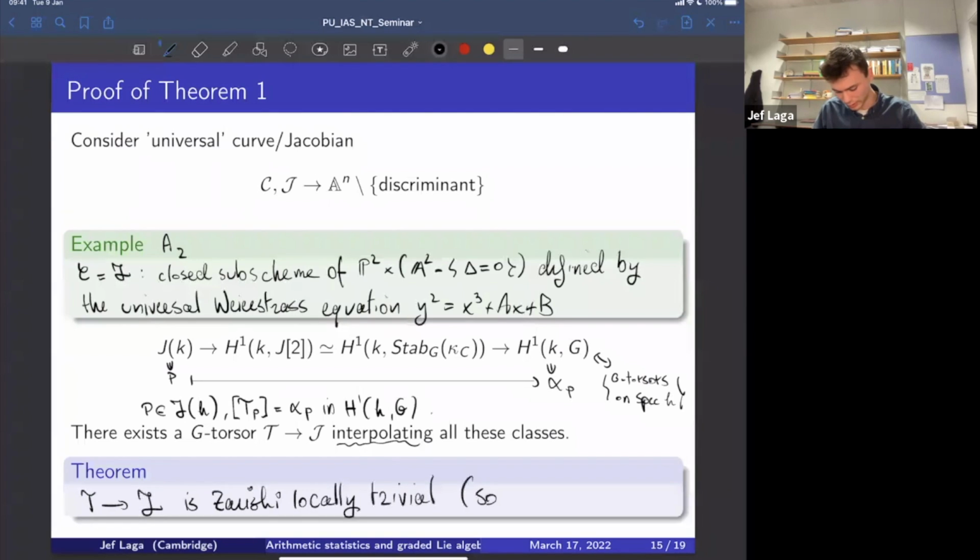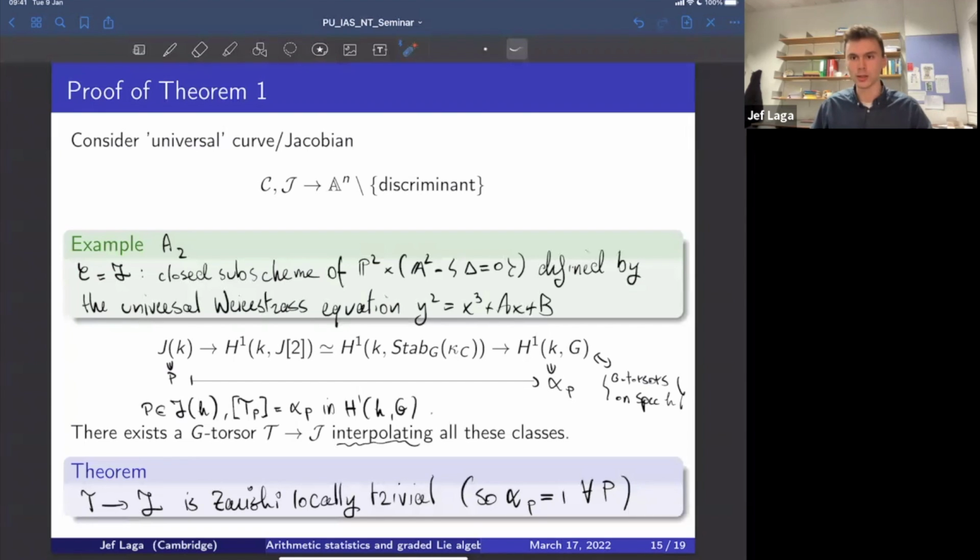So in particular, this implies that alpha P is trivial for all P. Zariski locally trivial means that there exists a Zariski cover of curly J such that above that cover, the torsor becomes trivial. If you take a K point and an open neighborhood around it, then this shows the triviality of every class alpha P. And I should say that this is not formal, because for a group like GLN, every torsor is Zariski locally trivial, because that just corresponds to vector bundles. But for most reductive groups, this wouldn't be the case.